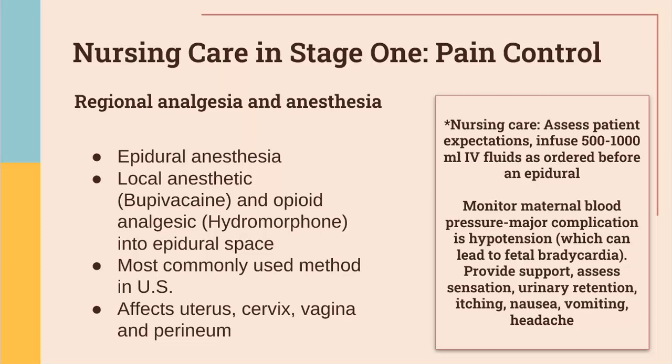So there's epidural anesthesia, using local anesthetics and opioid analgesics. Usually they are inserted into the epidural space. It's the most commonly used pain method in U.S. labors and births, and it can affect the uterus, the cervix, the vagina, and the perineum. But again, it's not systemic, so you can use your arms and move your body around. You are pretty much going to be confined to bed.